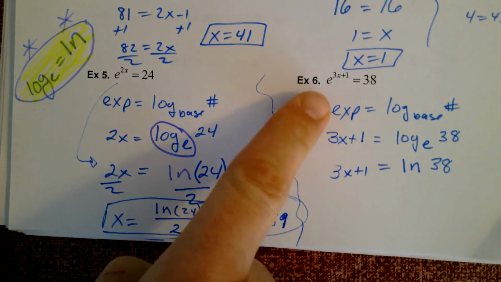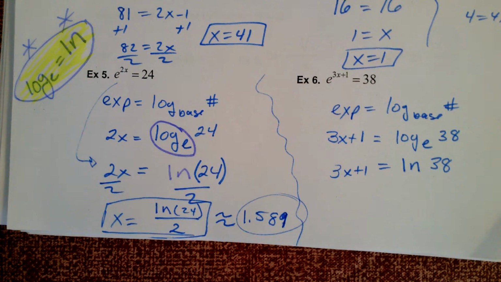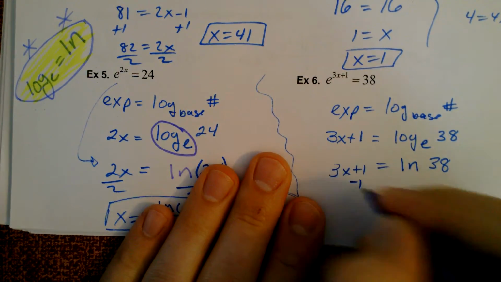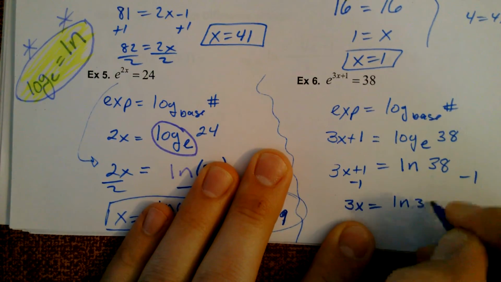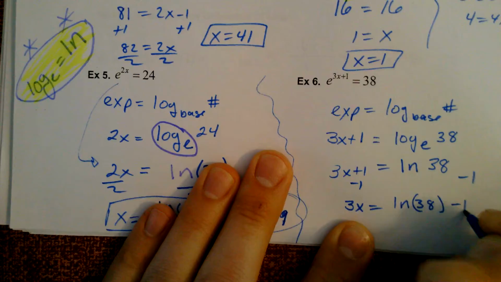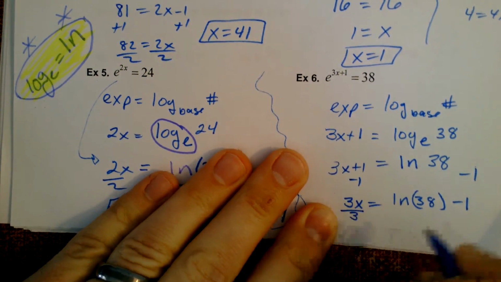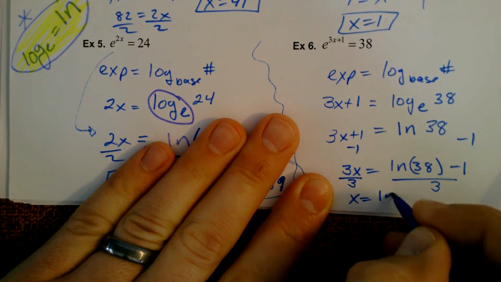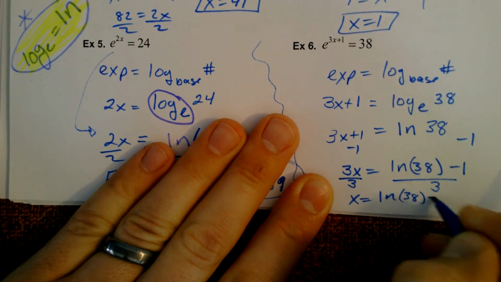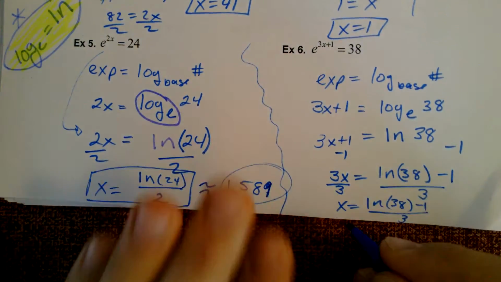Okay, so I usually go from this step right to here. And now it's just algebra, right? So I just go ahead and subtract this guy over. I get 3x equals the natural log of 38. Do not subtract 1 from that. That's inside of the log, so that means it's hands off. Don't touch it. And then divide by 3. And I get the natural log of 38 minus 1, all over 3. That's the exact answer.